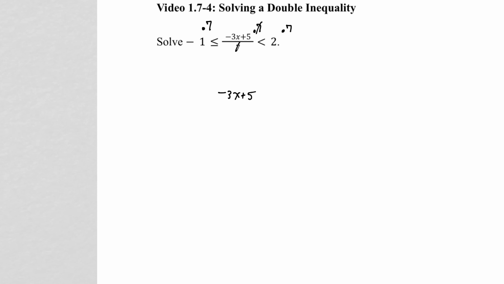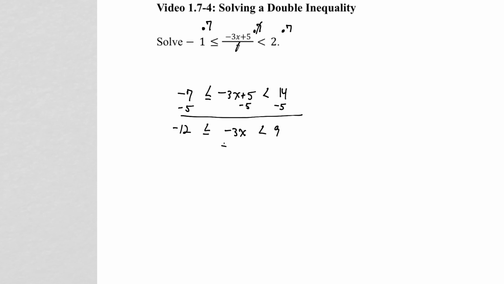We have negative 3x plus 5 in the middle. And on the right side, we have 2 times 7 is 14. On the left side, we have 2 times negative 1 is negative 7. Now we're going to get negative 3x alone in the middle. And we're going to do that by subtracting 5. But we have to do that on every side to maintain that inequality. So this becomes 9 on the right, and this becomes negative 12 on the left.